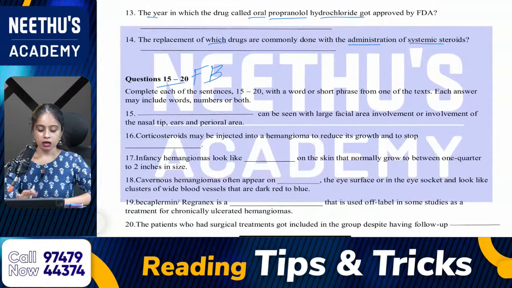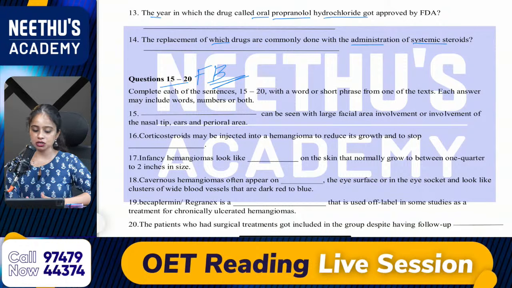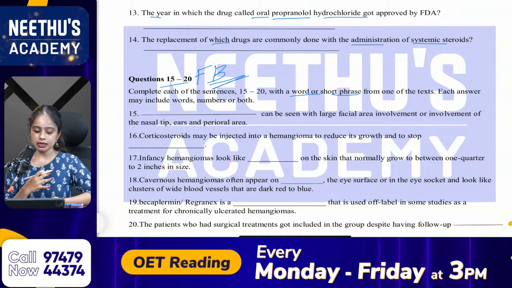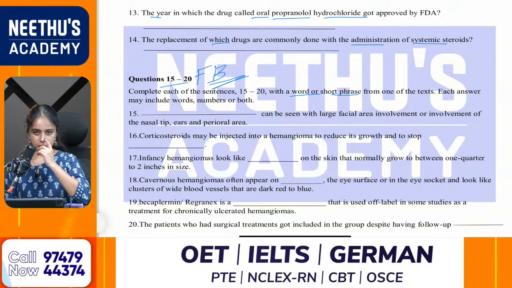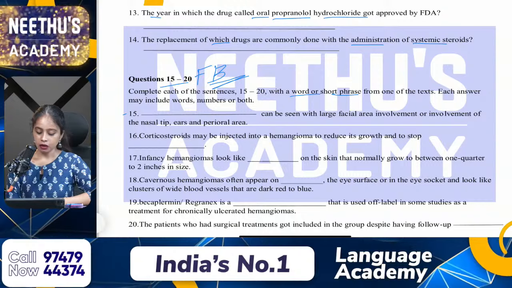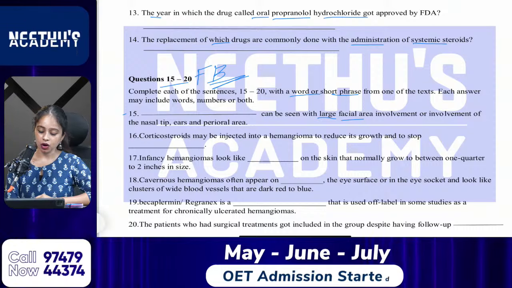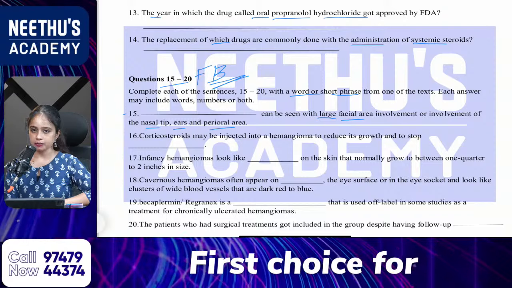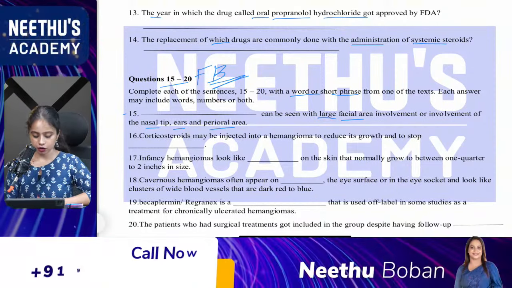Then the 15th one, fill in the blanks. Same instruction, you can write a word or a short phrase. When you do fill in the blanks, as I always say, find the missing word from the text with the help of your keywords. So question number 15: dash can be seen with large facial area involvement or involvement of nasal tip, ears, perioral area. Dash can be seen with large facial area involvement. So what is your answer?